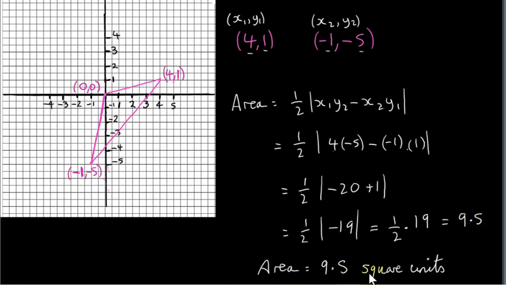Now we say the area is 9.5 square units. What does that mean? Well, a unit in this case is this distance here. So a square unit would look like this. That's a square unit. So the length of this side of this square is 1. And the length of this side here is also 1. 1 times 1 is 1. So the area of this square is 1. So there are 9.5 of these squares inside this triangle. So this area here is 1 square unit.